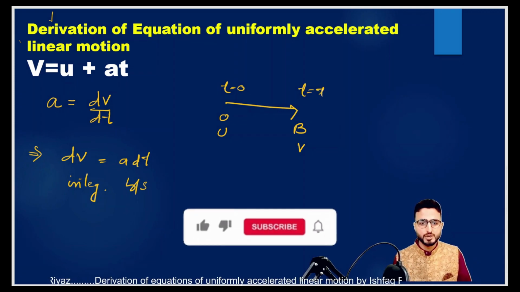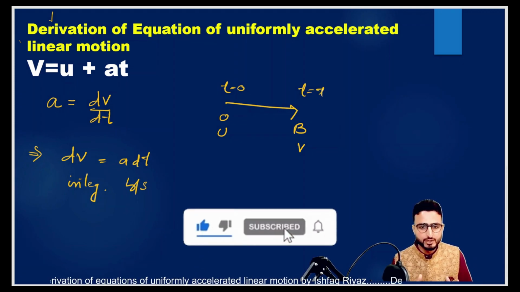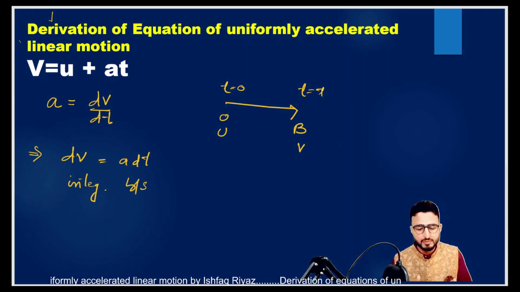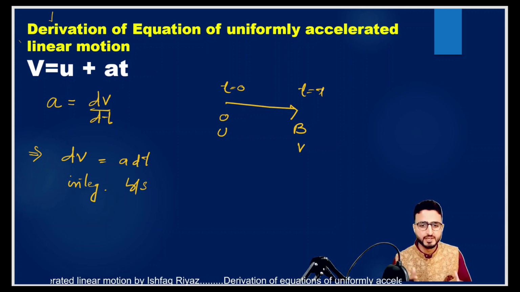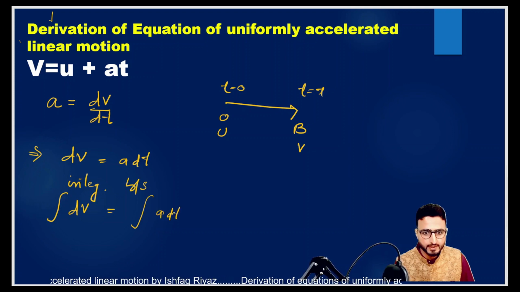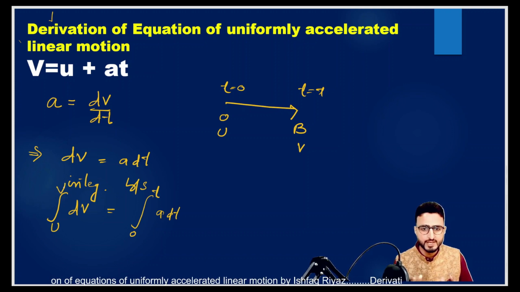Right? You are getting my point or not? So the body started from point O at t is equal to 0, its initial velocity is suppose u, and while it reaches point B, it has attained a final velocity equal to v after time interval t. Right? So let us integrate this very equation within proper limits. So I can write this is integral of dv, equal to integral of a dt. Limits of integration here are from 0 to t. And here the limits of integration are u to v, where u is the initial velocity and v is the final velocity.